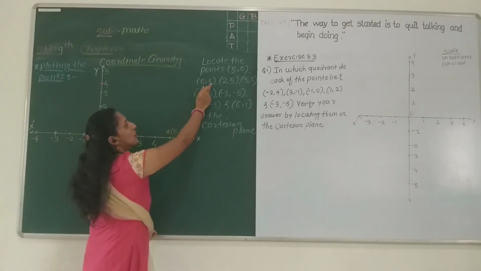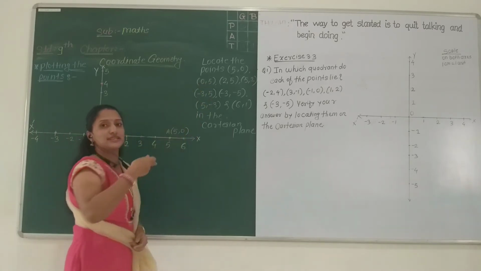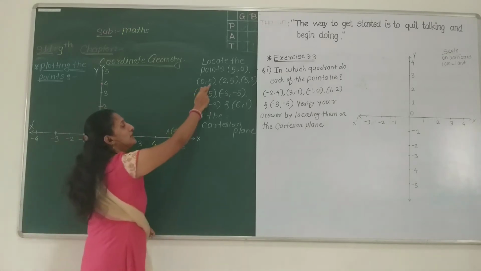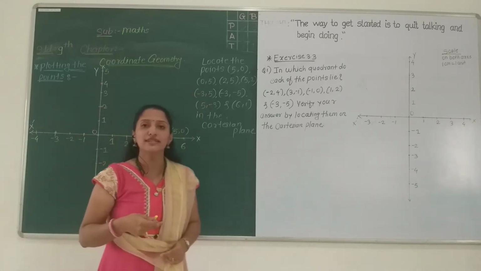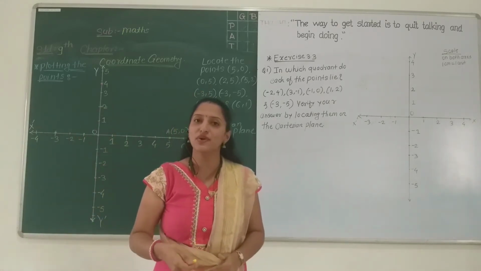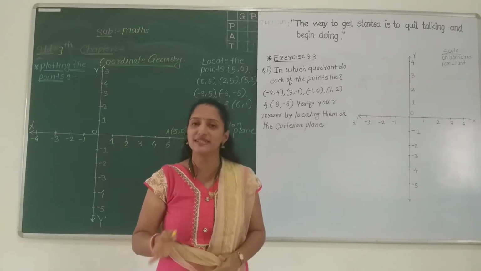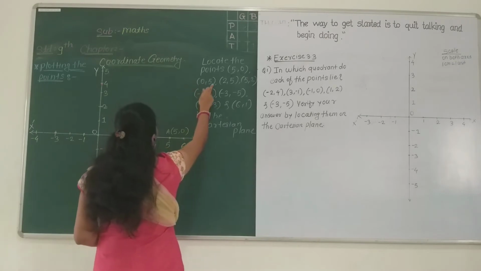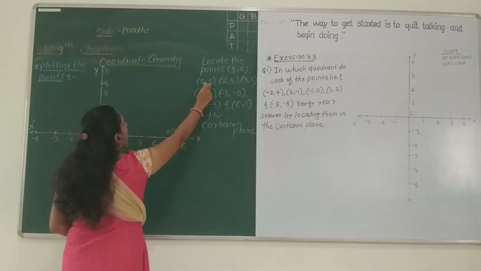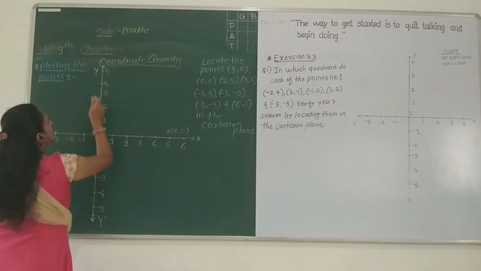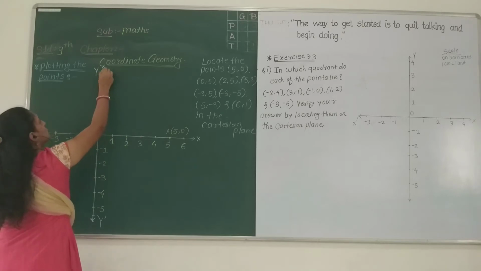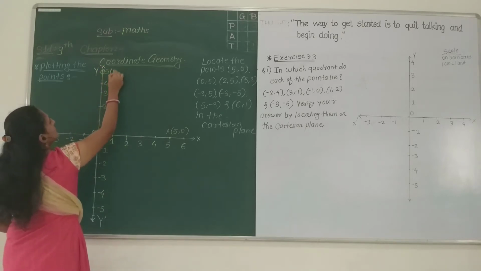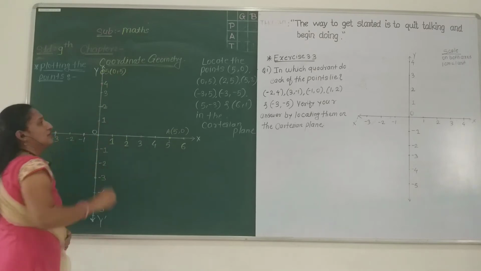The second point is (0, 5). Here the x coordinate is 0 and the y coordinate is 5. When the x coordinate is 0, then the point lies on the y-axis only. So for the point (0, 5), x is 0 and on the y-axis it is 5. So this point is (0, 5).